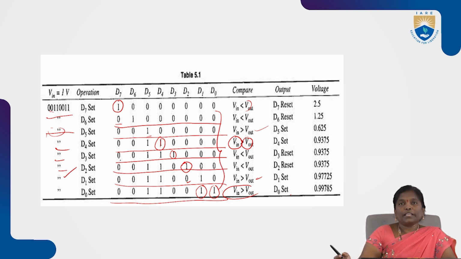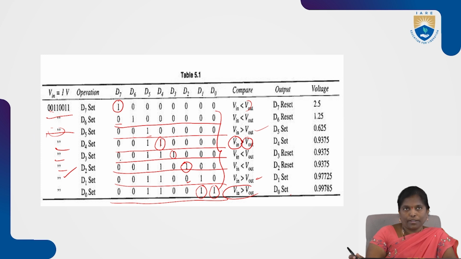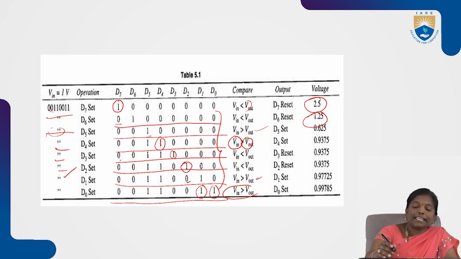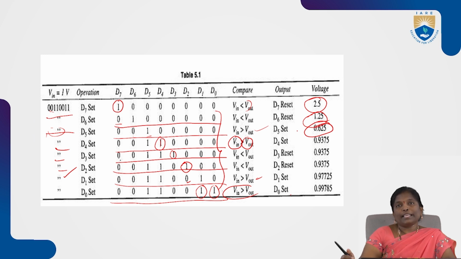Each time when we apply the input voltage, for every clock pulse, the output voltage is half of that of the present voltage. Initially, the input voltage is 5 volts. For the first pulse, that is 2.5 volts. For the next pulse, it is half, 1.25 volts. For the next clock pulse, it is again half from the 1.25, 0.625. Like that, for every operation, the output voltage is halved.